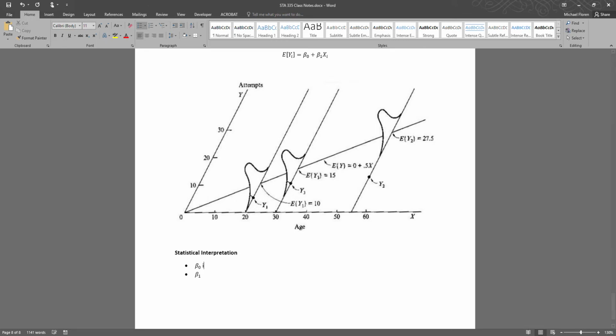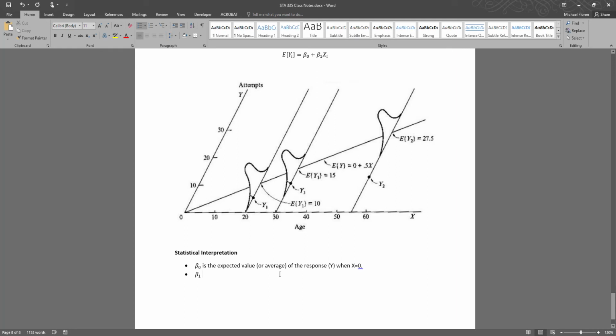Beta 0 is going to be the expected value. And remember, expected value is just the average of the response. That's the y value when x equals 0. Now this is a technically correct interpretation, but it's not particularly useful.